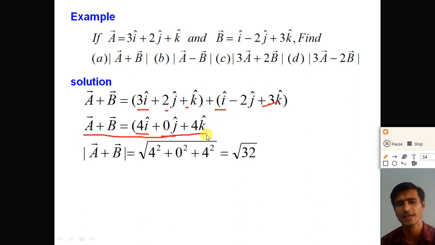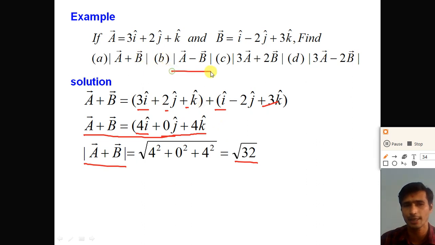And how can we find the magnitude of the vector? The magnitude of the vector A plus B is equal to the square root of the sum of the squares of the components. So the first component is 4, so the square root of 4 squared plus 0 squared plus 4 squared, we get the square root of 32.